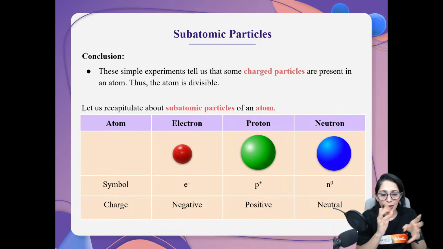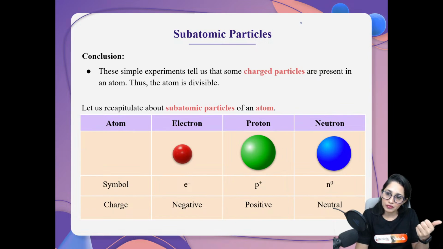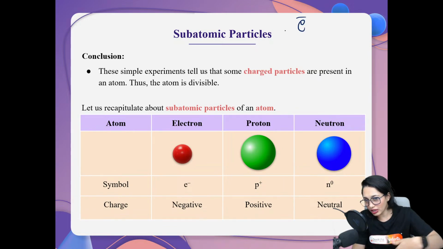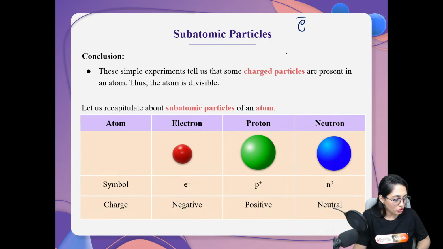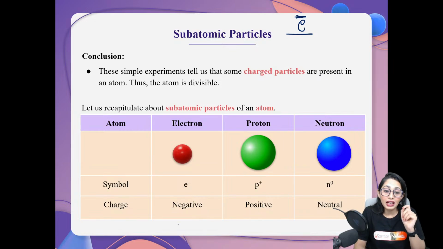So let us recapitulate about subatomic particles of an atom. We have electron, we have proton, and we have neutron. The symbol for electron is this. Rather than writing electron every time we mention it, we make use of this symbol. Why negative on the head of E? Because electron carries a negative charge. It is a negatively charged subatomic particle.